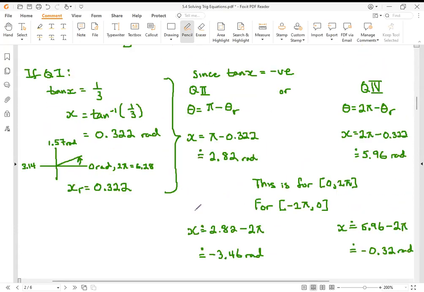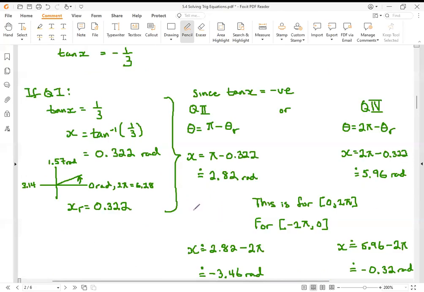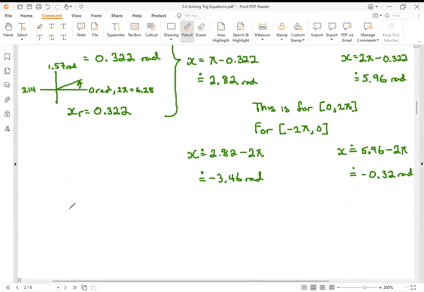So what answers this question in that large domain? Therefore, X is going to be negative 3.46, negative 0.32, 2.82, and 5.96. Each of these has a coterminal pair, and they fall under the domains from negative 2 pi to positive 2 pi.